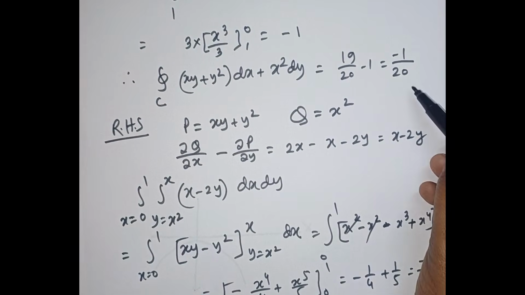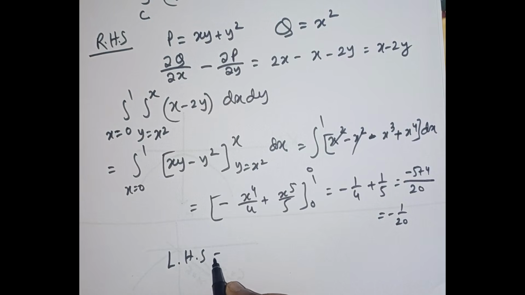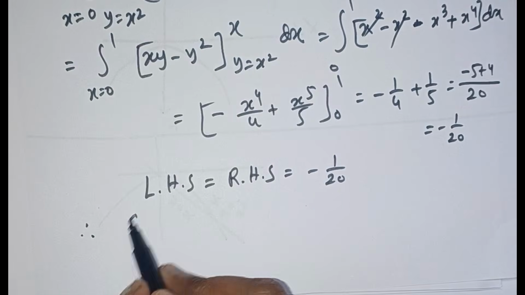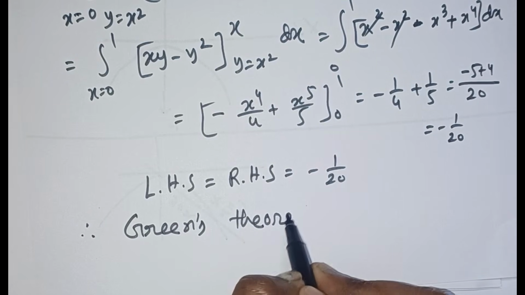So LHS is minus 1 by 20, RHS is also minus 1 by 20. Hence the left hand side is equal to the right hand side, equal to minus 1 by 20. That is, Green's theorem is verified.